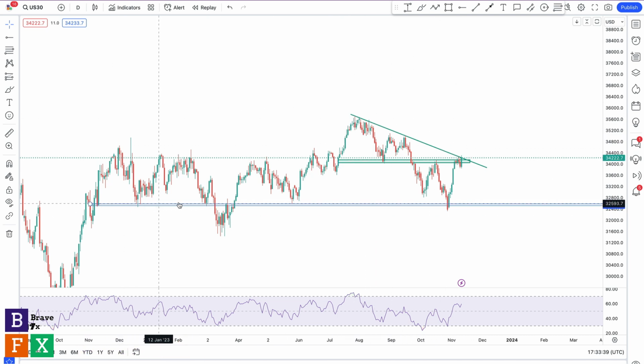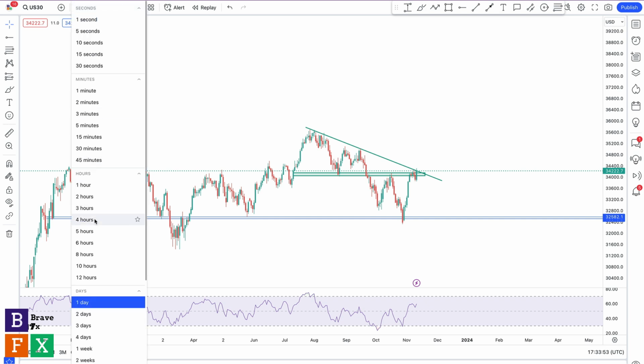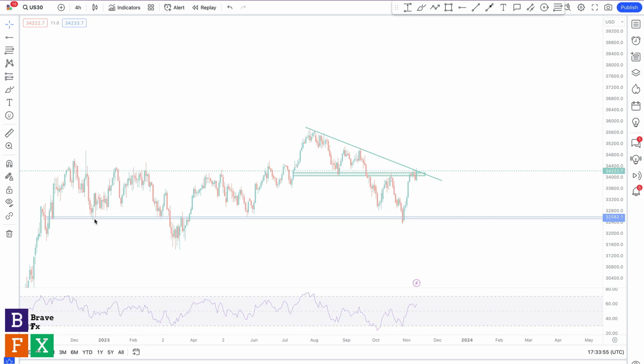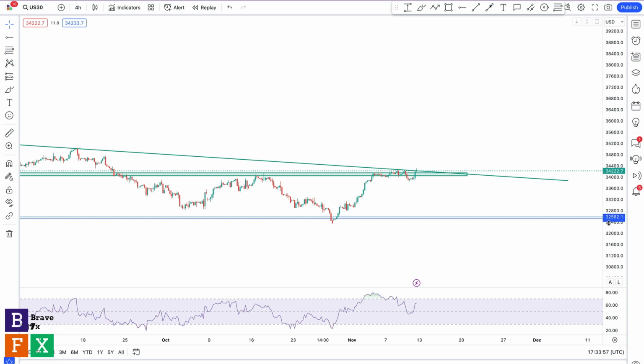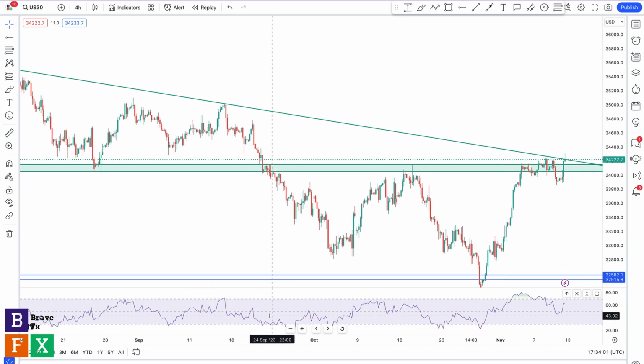So we bounced off of this area of value, support level, and we consolidated around this area of value, support, resistance, consolidation. Now we seem to be having a breakout to the upside. So I'm going to go down to the 4 hours time frame first for us to clearly see what's happening down here. Now, right? So this is what we have on US30.